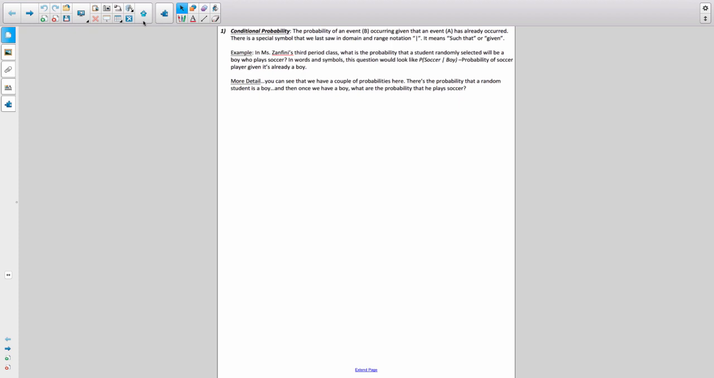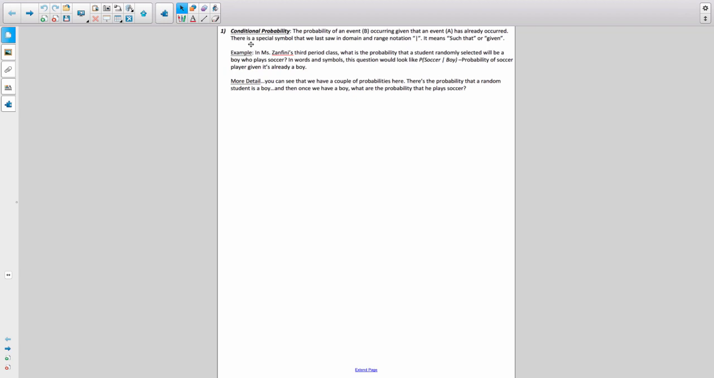Hi everyone, this is Mr. Murray. We're going to build on the two-way tables we've been working on and calculate some things that are called conditional probability. Conditional probability is the probability of an event B occurring given that A has already occurred. And they have this special symbol here, this bar, and you've seen that before with domains. It means such that or given or having.